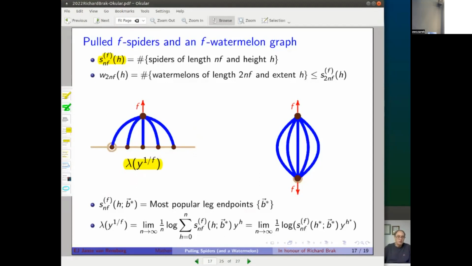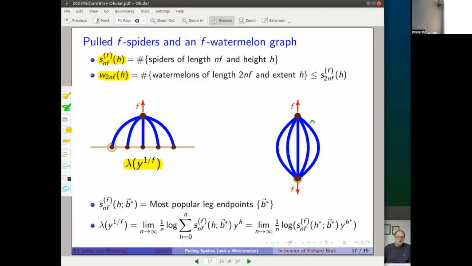I also will define the number of watermelons of length 2nf. So each of these branches of the watermelon has length 2n, and there are f of these branches. And the extent of the watermelon, of course, is the distance between these two nodes.